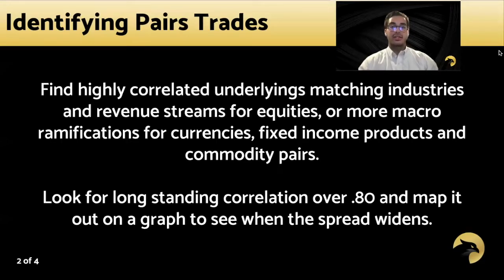We would look for a long-standing correlation of over 0.8, and when plotting the two underlyings on a graph, we should be able to see clear similarities and some divergences, with widening of the gap between lines, which we would then see is where we could place a trade. Let's look at some examples now.